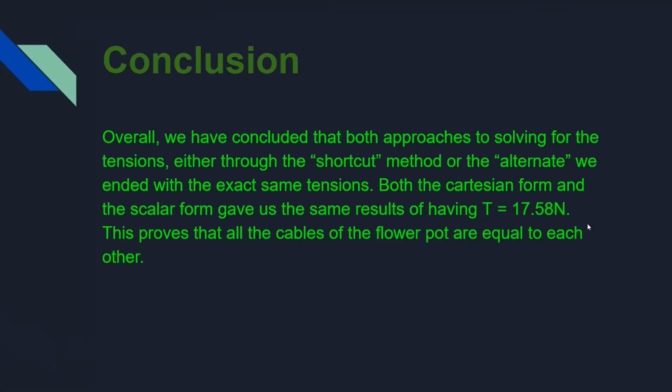In conclusion, overall, we concluded that both approaches to solving for the tensions, either through the shortcut method or the alternate method, ended with the exact same tensions. Both the Cartesian format and the scalar format gave us the same results of having T equals 17.58 newtons. This proves that all the cables of the flower pot are equal to each other, and you could either use the Cartesian format or the scalar format to calculate the force in the cables.